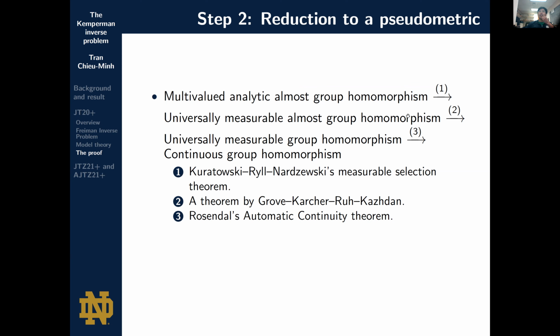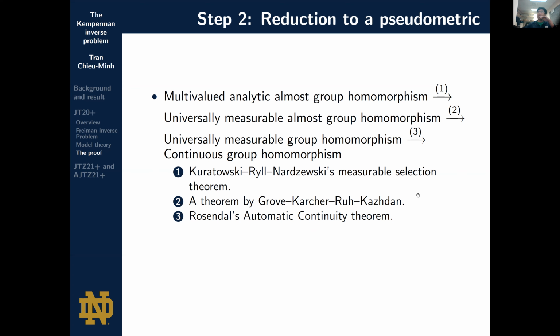And you are getting a group morphism which is universally measurable, which is not quite continuous, but pretty close. And then after that, you use a theorem by Grove, Karcher, Ruh and Gaston to approximate this almost group morphism with a universally measurable group morphism. So you get from an almost group morphism with some error into a group morphism, right?